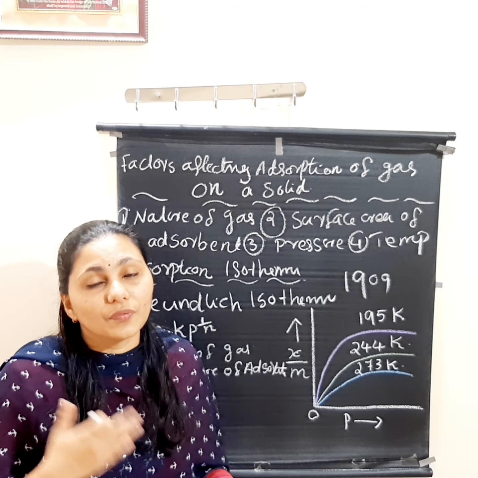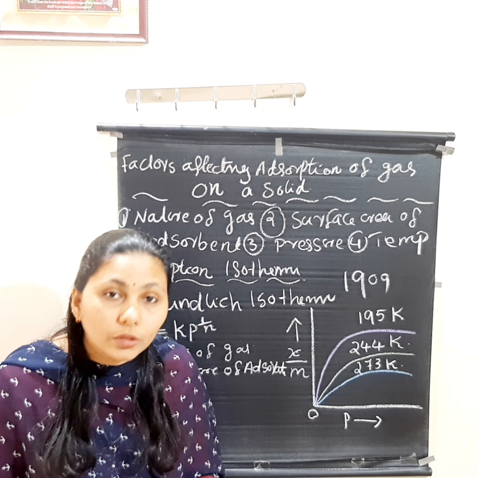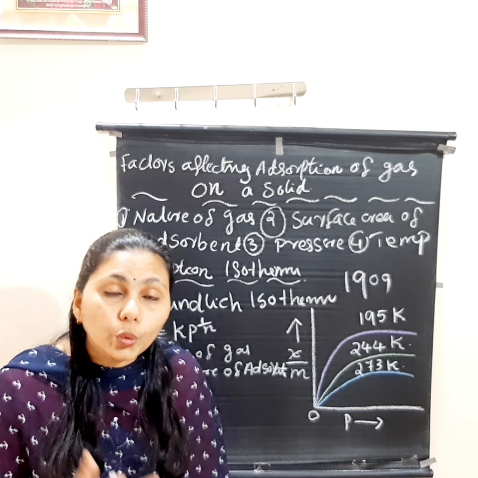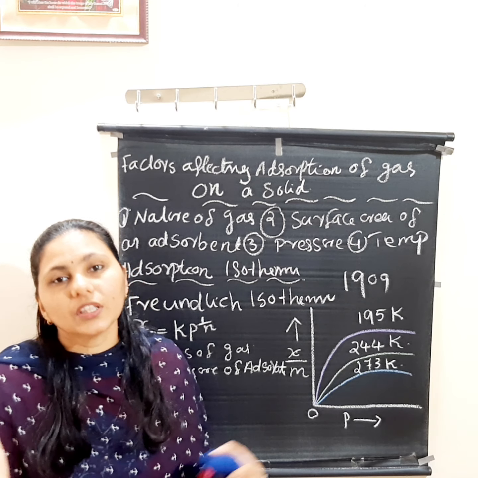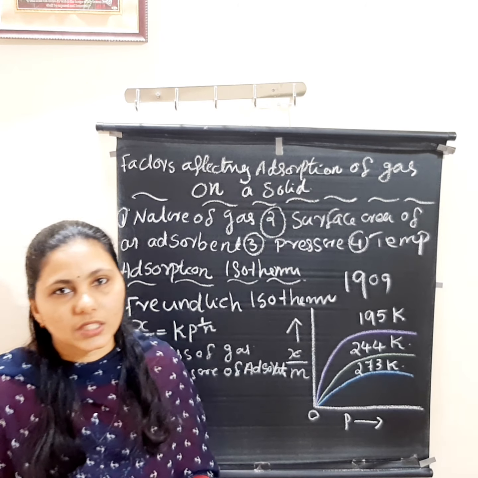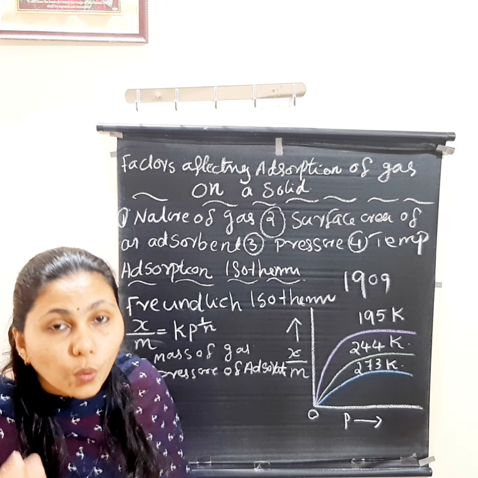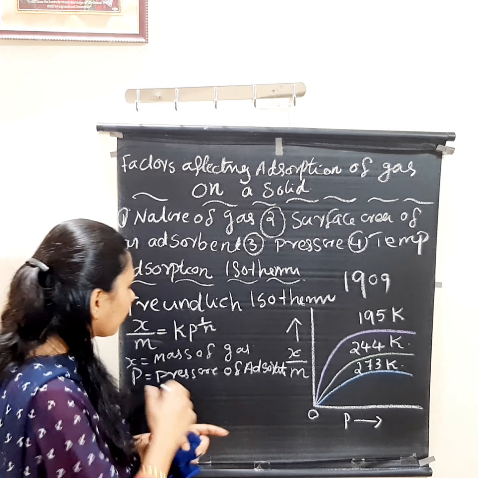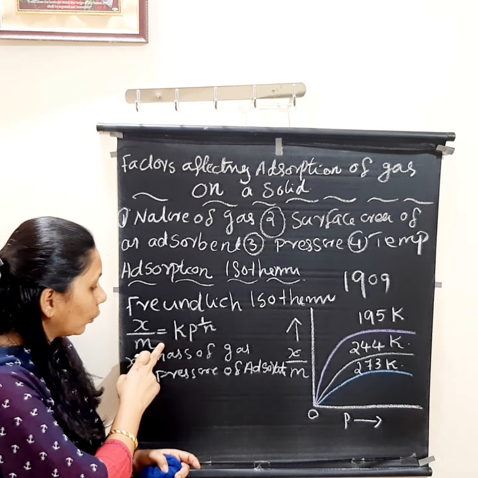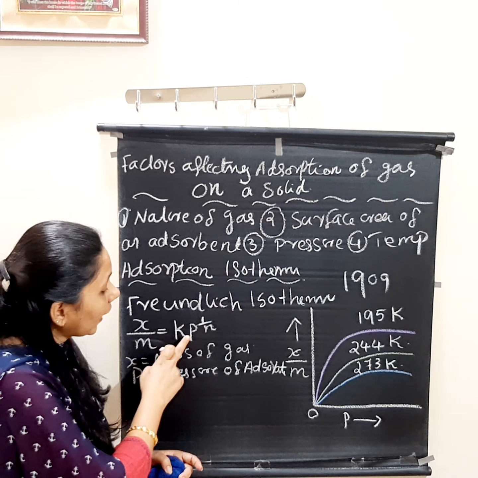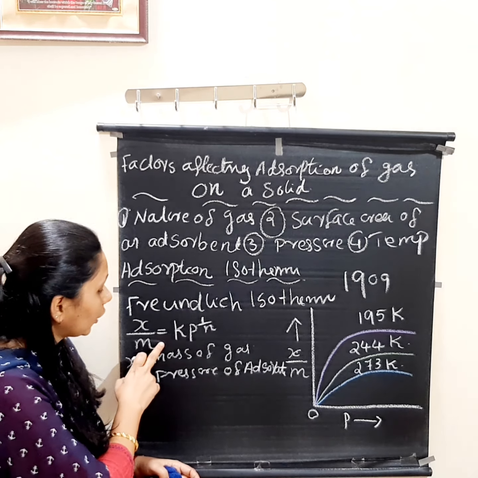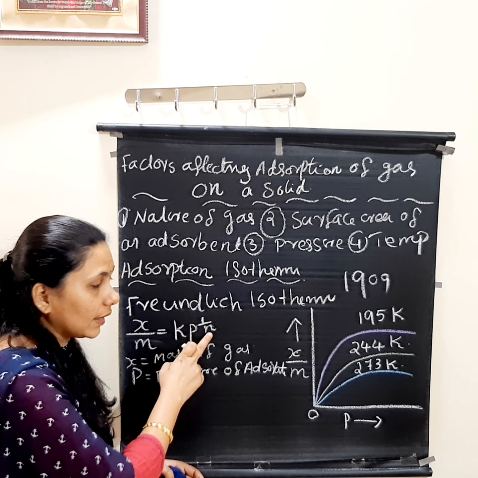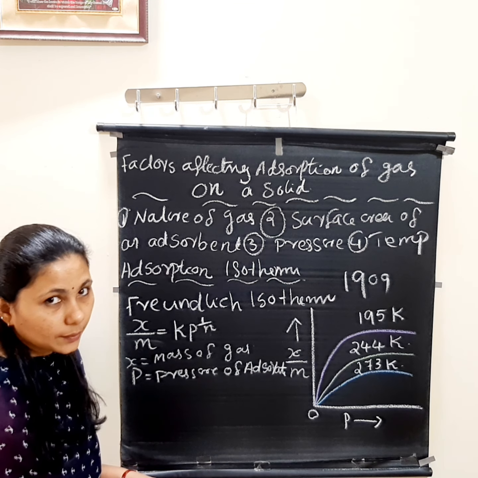It gives the variation in adsorption of gas on a unit mass of solid adsorbent with the change in pressure at constant temperature. So what is that equation? x by m equal to k p raised to 1 by n. You have to know all the terms in this.